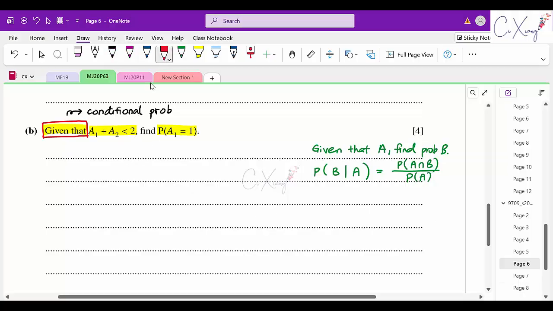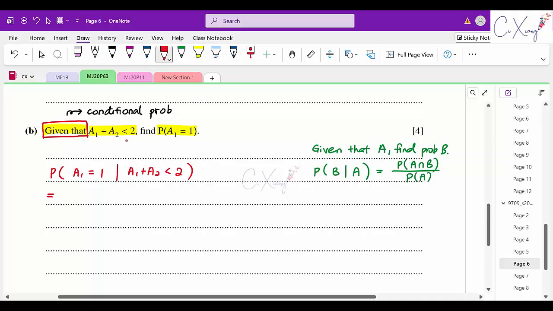First step, I want to write out the symbol. Given that a1 plus a2 smaller than 2, it's a conditional probability, therefore the symbol should have the slash. The event that happened first, a1 plus a2 smaller than 2, goes on the right. I already know that a1 plus a2 should be smaller than 2. Find the probability of a1 equals to 1. So a1 equals to 1, I will write on the left. This is the symbol for this particular question.